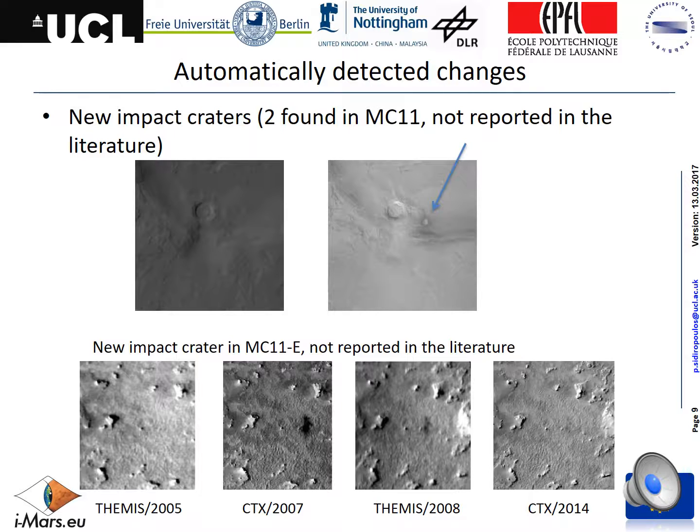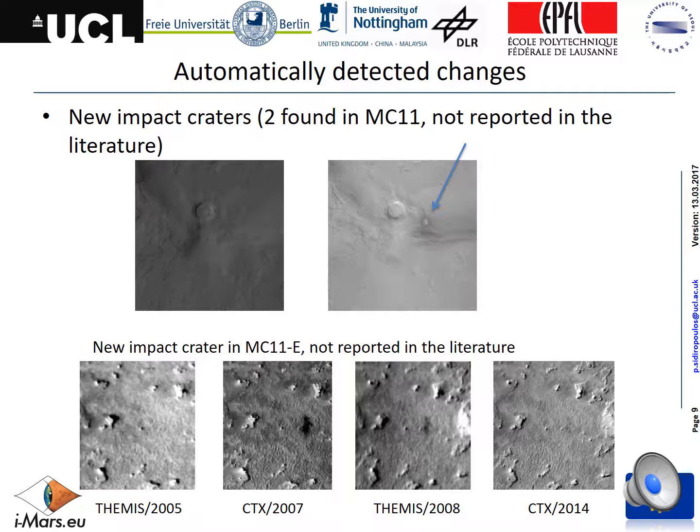This is in MC11 East, and we have found a change involving 4 images. The first, the left panel, is from Themis Vis. It's a 2005 image, and it is the last image before the impact. The second one is the CTX image. It's the first image after the impact. You can see the characteristic dark blob in the area where the impact happened.